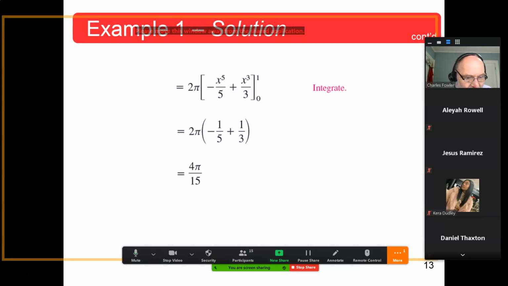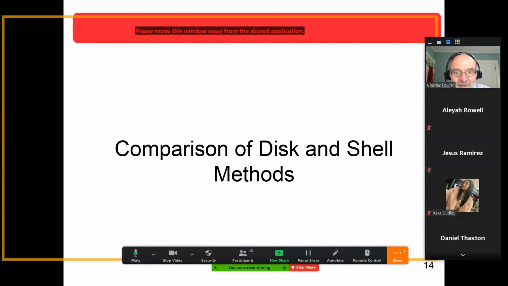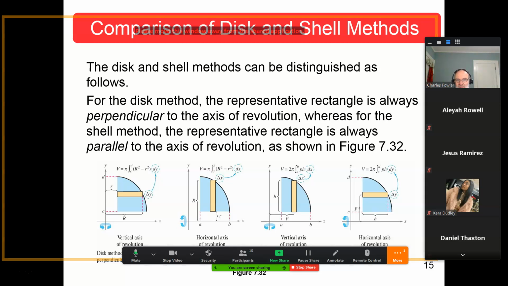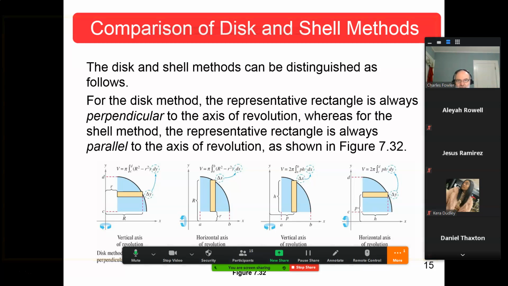Never mind. All right, so let's move on to comparison of the disk and the shell methods. Okay. Y'all can read that, can't you? They haven't blocked it out. Hopefully so. Okay. Now, the disk and the shell methods can be distinguished as follows. For the disk method, the representative rectangle is always perpendicular to the axis of revolution.